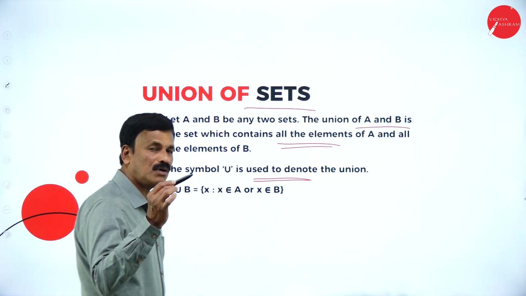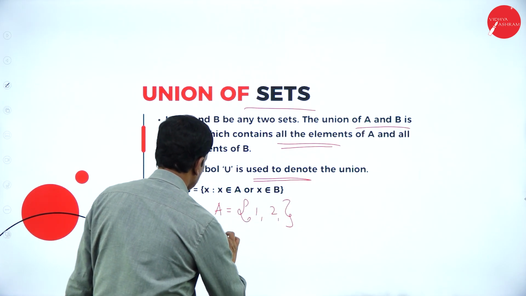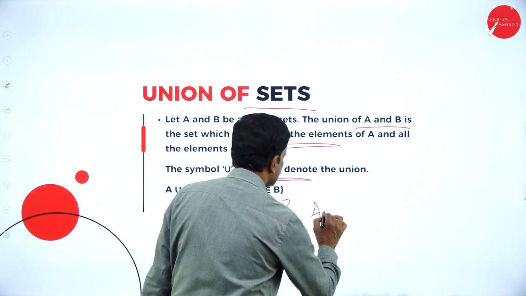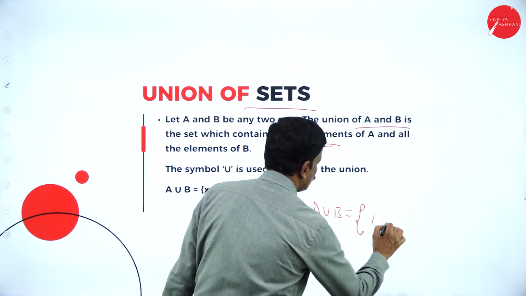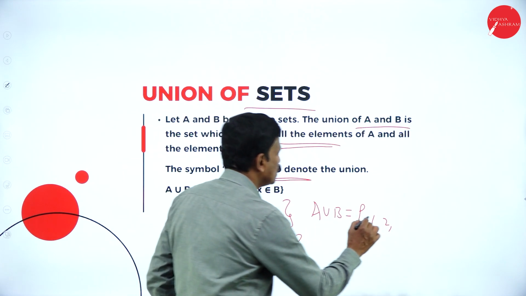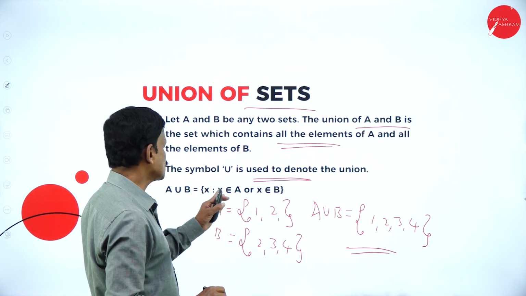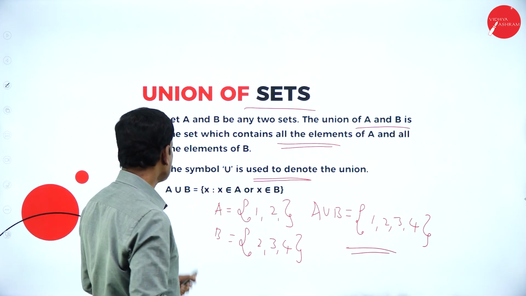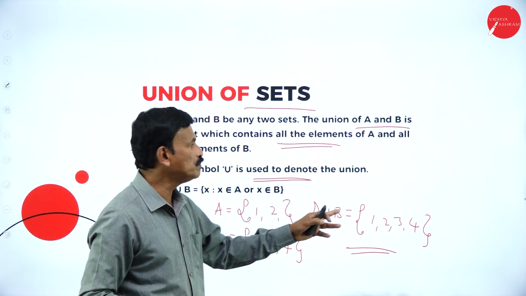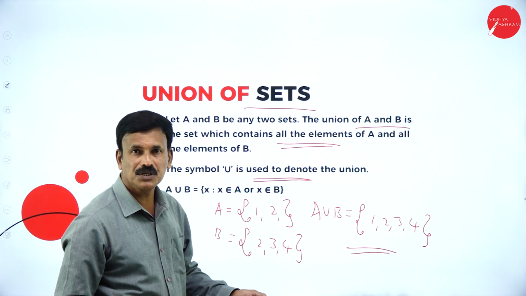Let me take a small example. If A is equal to, a set A contains 1, 2. Another set B contains 2, 3, 4. Then the union of these two sets, A union B is equal to, first write down A. A contains 1, 2 and elements of the set B, already 2 is included, then we can take 3, 4. So this is called A union B. That is X such that X belongs to A or X belongs to B. That means the set of all the elements of A and B is called the union of two sets, denoted as A union B.